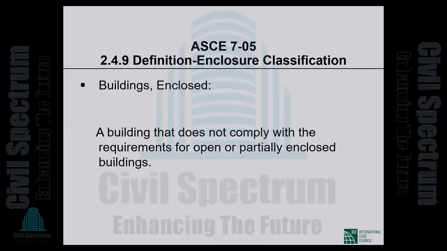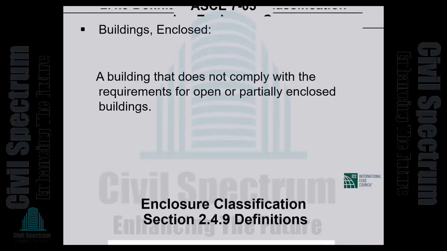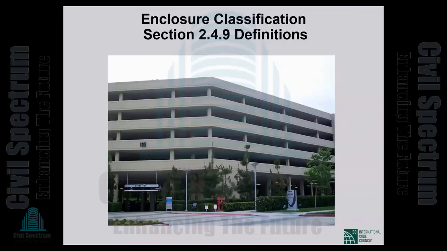And an enclosed building is a building that does not comply with the requirements for open and partially enclosed buildings. By the definition of ASCE 7, this parking structure is an enclosed building. Okay, I absolutely want you to appreciate that. This is a typical enclosed building of ASCE 7. It is neither partially enclosed nor open.